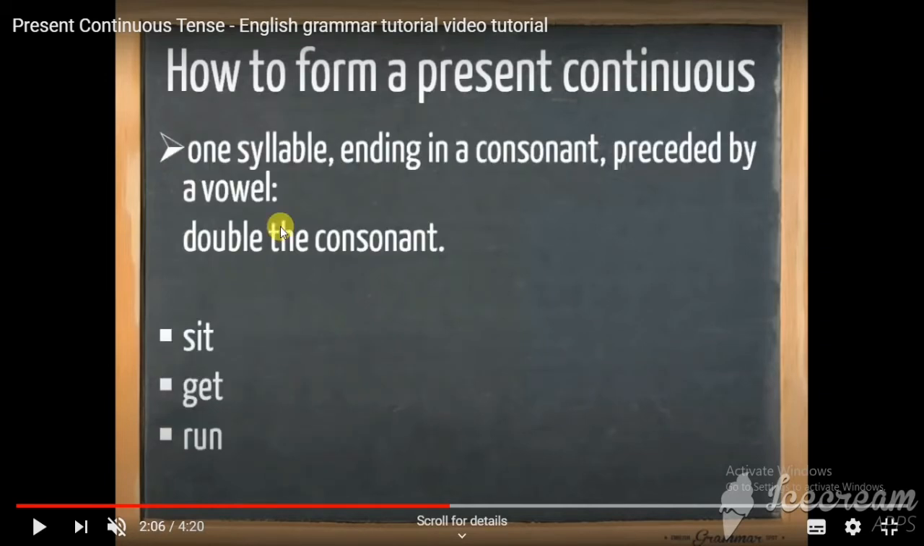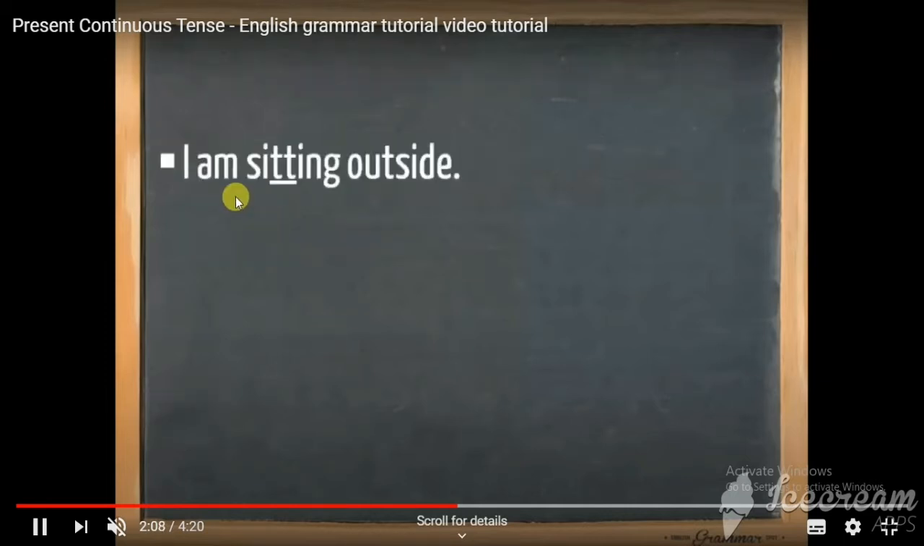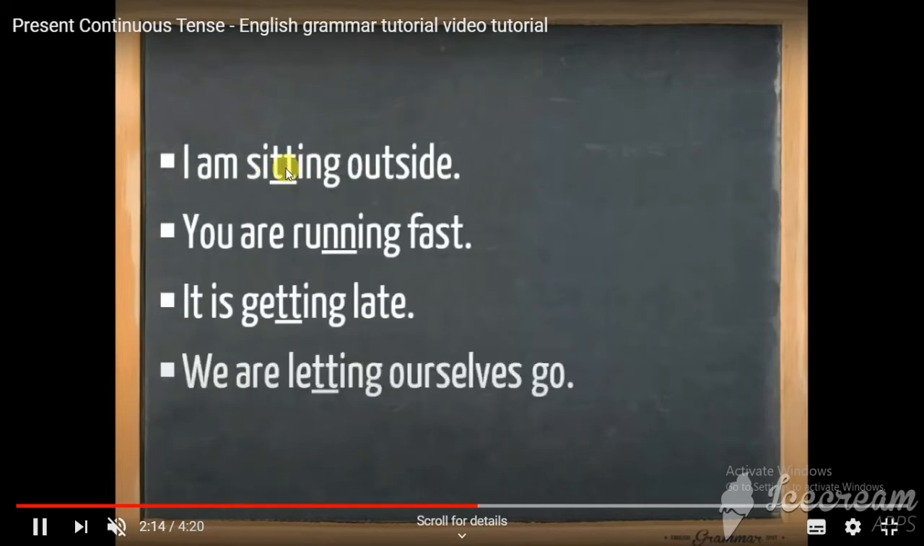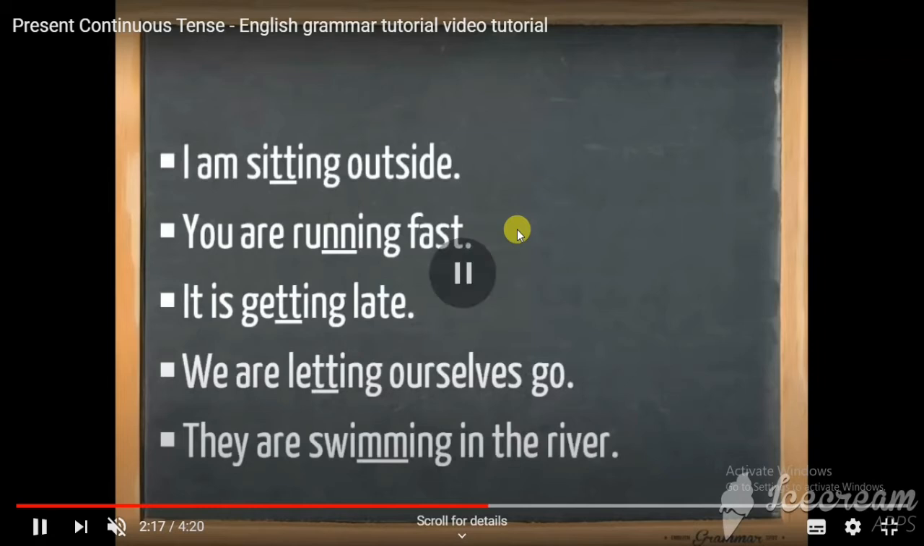Now, if the verb ends in a CVC, consonant, vowel, consonant, we double the last letter, we double the T, then add ing to the verb. Sit, sitting, double the T, then add ing. Look at the examples here. I am sitting outside. Sitting, double the T, then add ing.